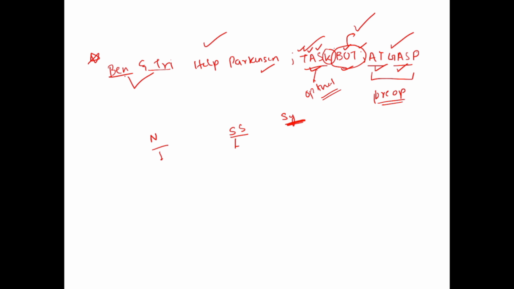This is a very easy way, because at the end, as there are many classifications, you will get confused. It's a tendency to forget the text. So you can just remember this: Benz and Tri help Parkinson, for what?